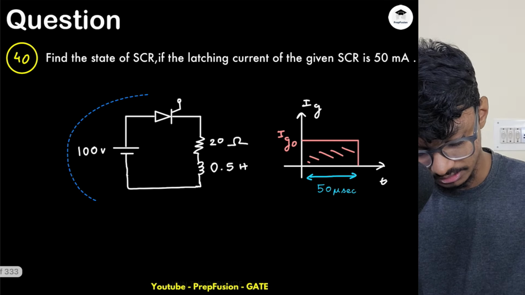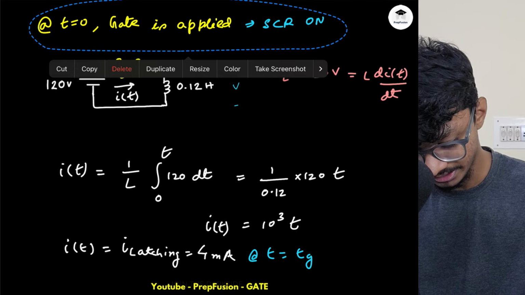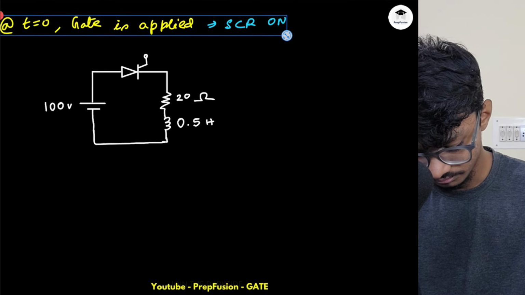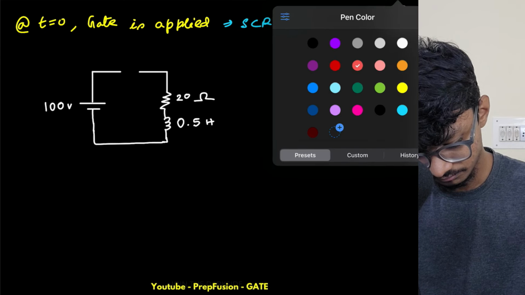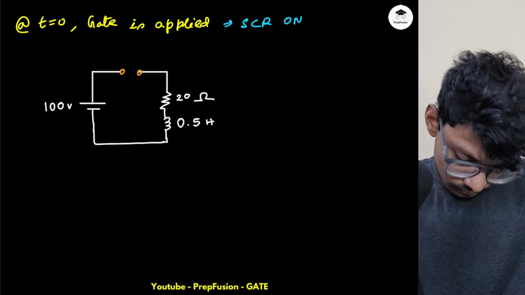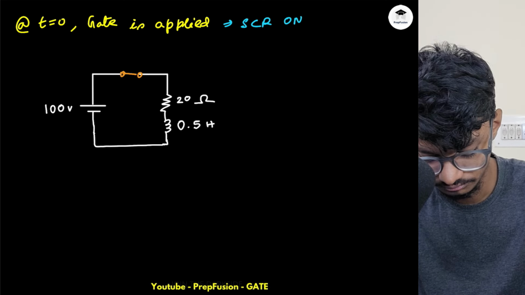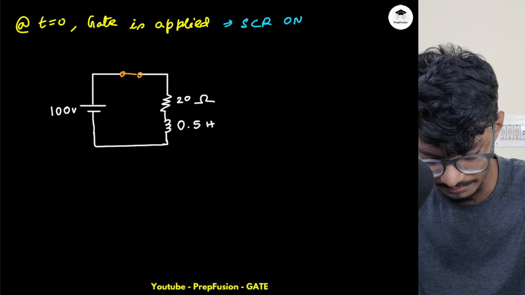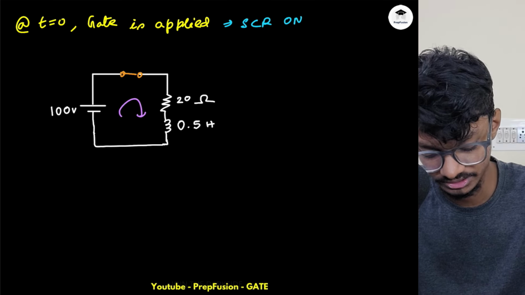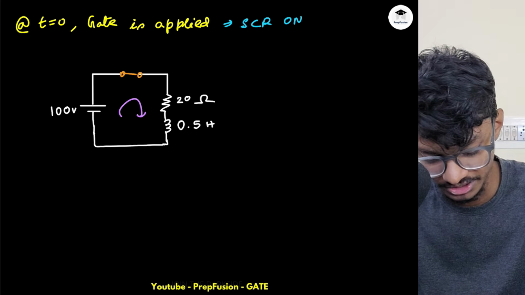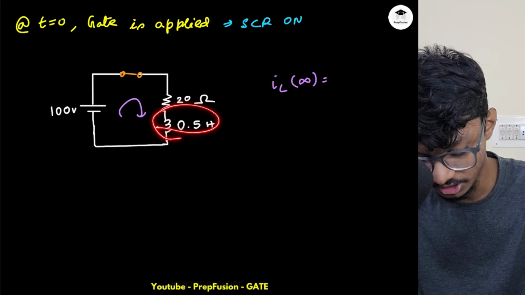Okay, so I will assume that I have applied a gate pulse at t equals 0, so the SCR will be on. So I will again copy this. Gate pulse is applied at t equals 0, so SCR will be on. So now what will happen? Now current will flow, and this is simply a series RL circuit. I know the equation for a series RL circuit; this has been derived previously as well. This will be simply exponential. So for the steady state IL current, if let's say the SCR was on forever, what will the steady state IL current be? This will be simply a short circuit, so it will be 100/20.